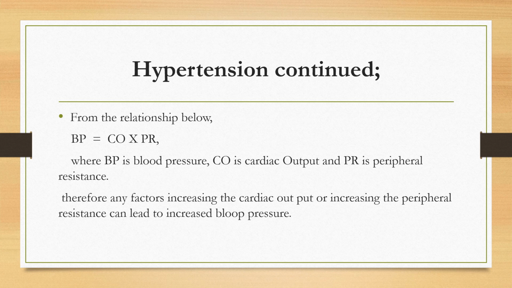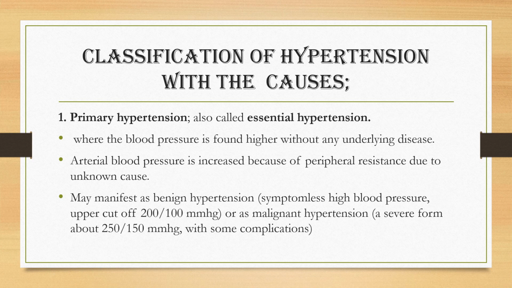Okay, so therefore either increasing the cardiac output or increasing the peripheral resistance can lead to an increase in blood pressure, which is hypertension. Okay, so we're going to first see the classifications of hypertension with their causes.